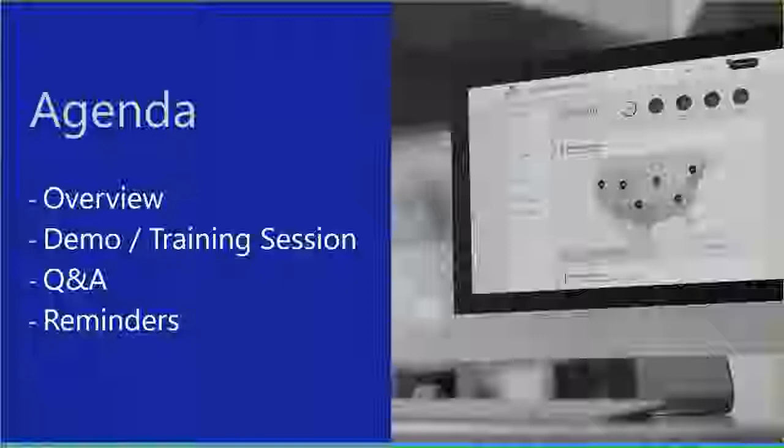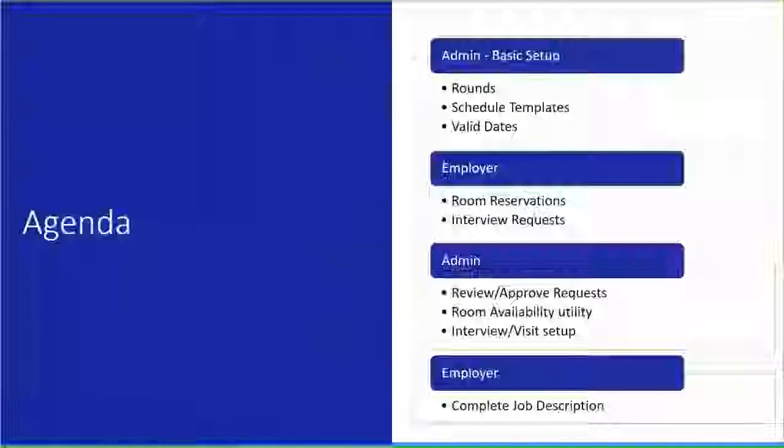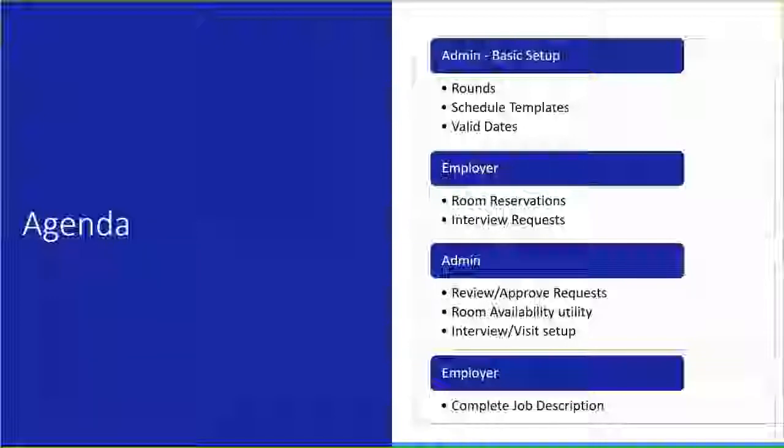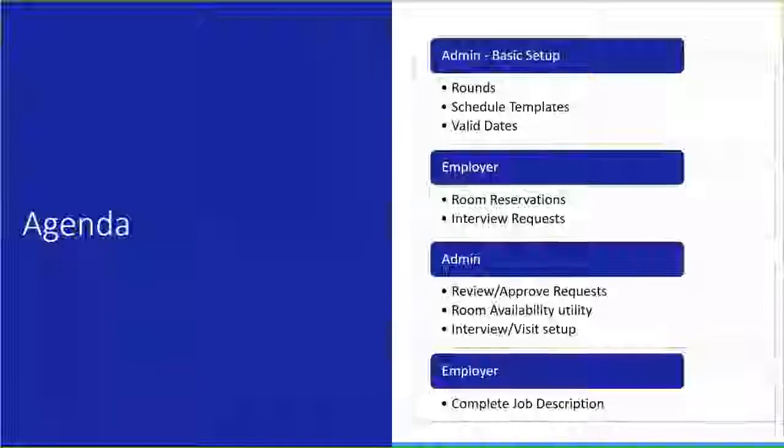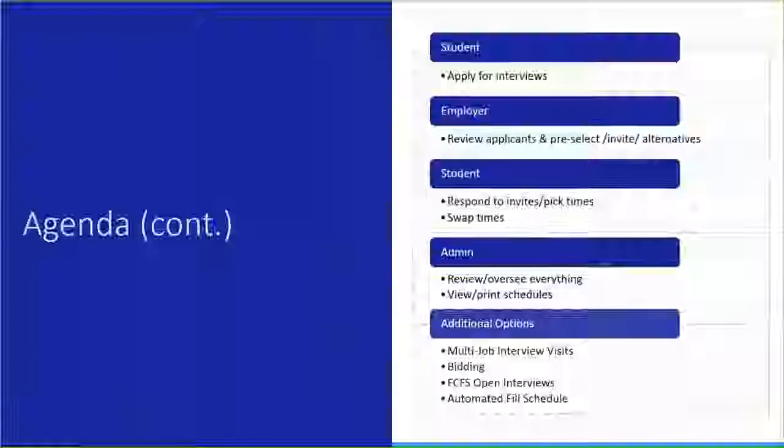Here's our agenda. During this session, we'll be going through the process in order, showing it from the admin, employer, and student perspective. Here's the detailed list of topics as they will be presented. So basic setup from the admin perspective, then into the employer for room reservations and requests, back to admin to approve requests and availability, and then back to employer to complete job description.